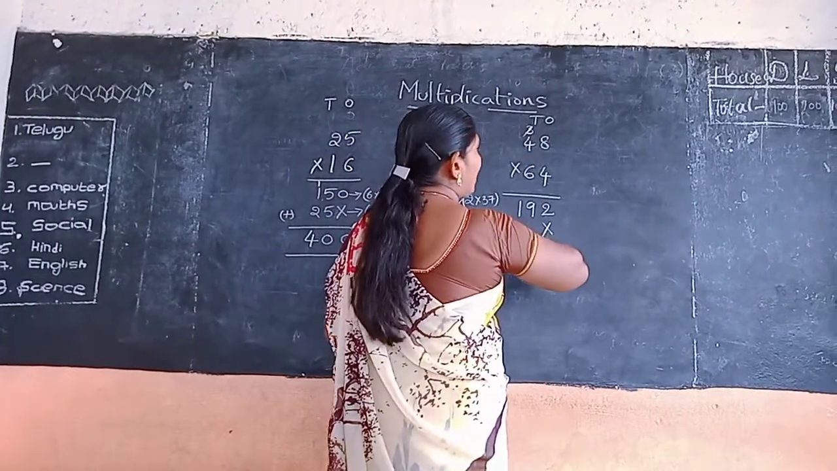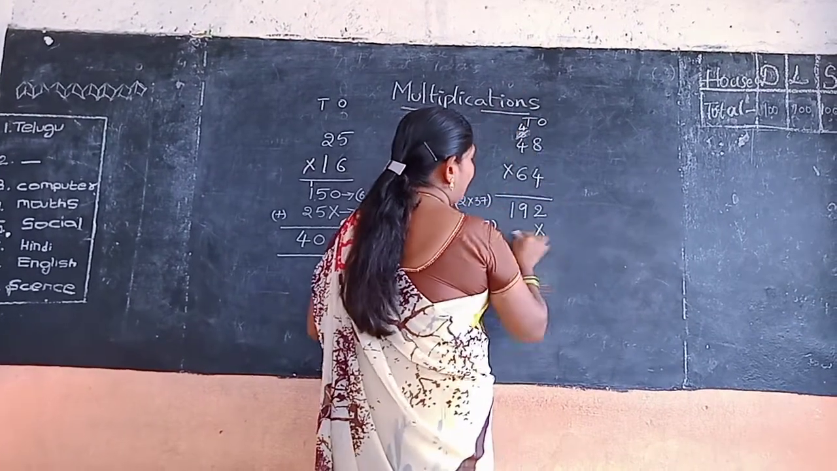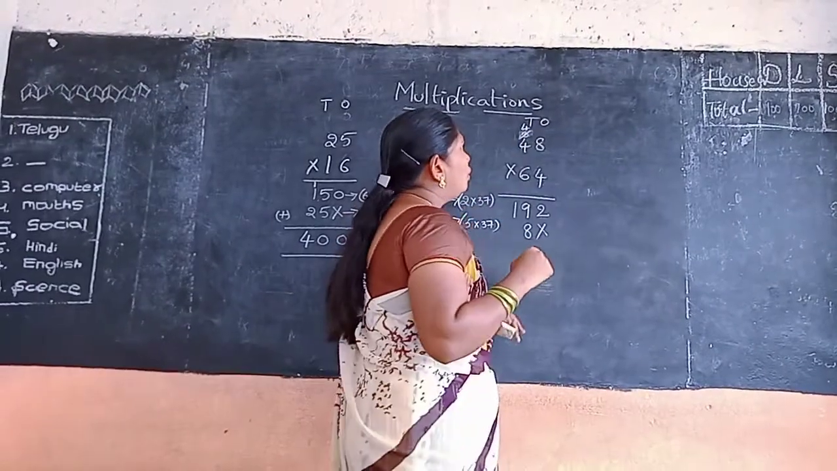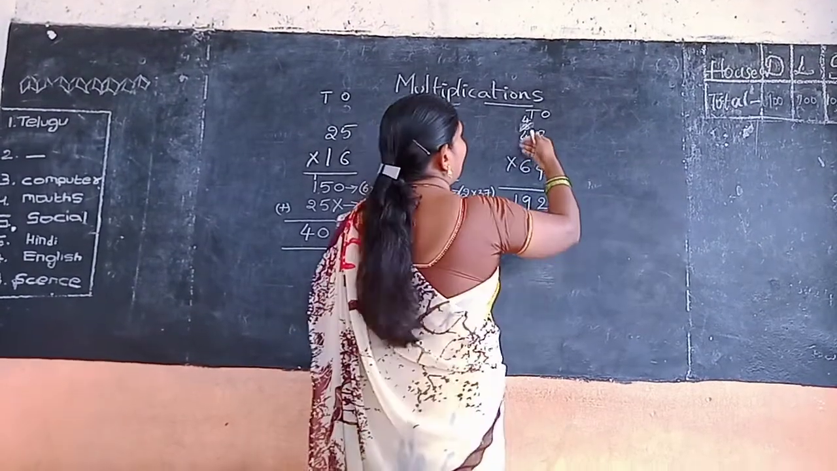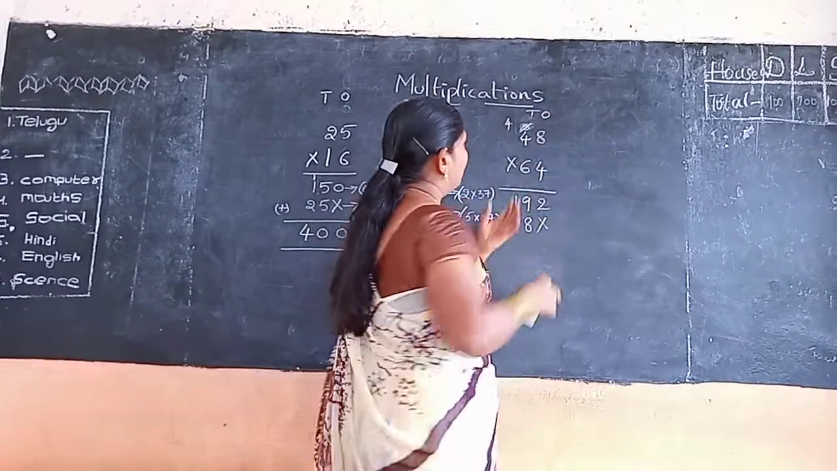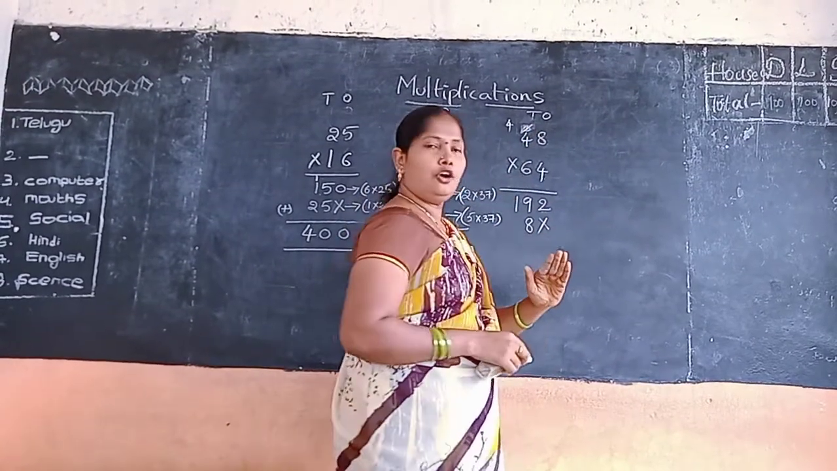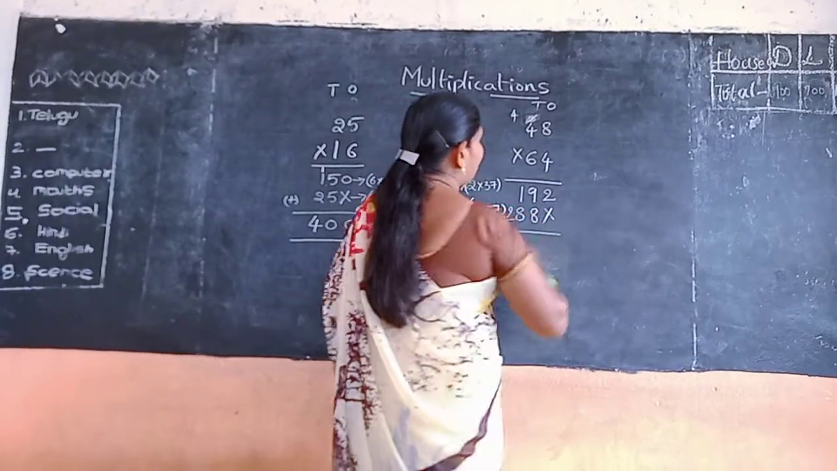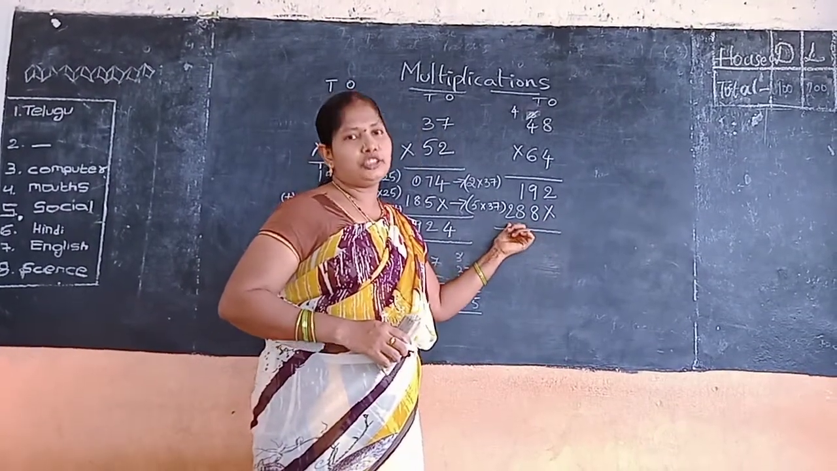6 8s are how much? 48. Now write 8 in the tens place. Then you also write 4 in the hundreds place. 6 4s are how much? 24. 24 plus 4, how much? 28. Now you write the number in the tens place, hundreds place, thousands place.